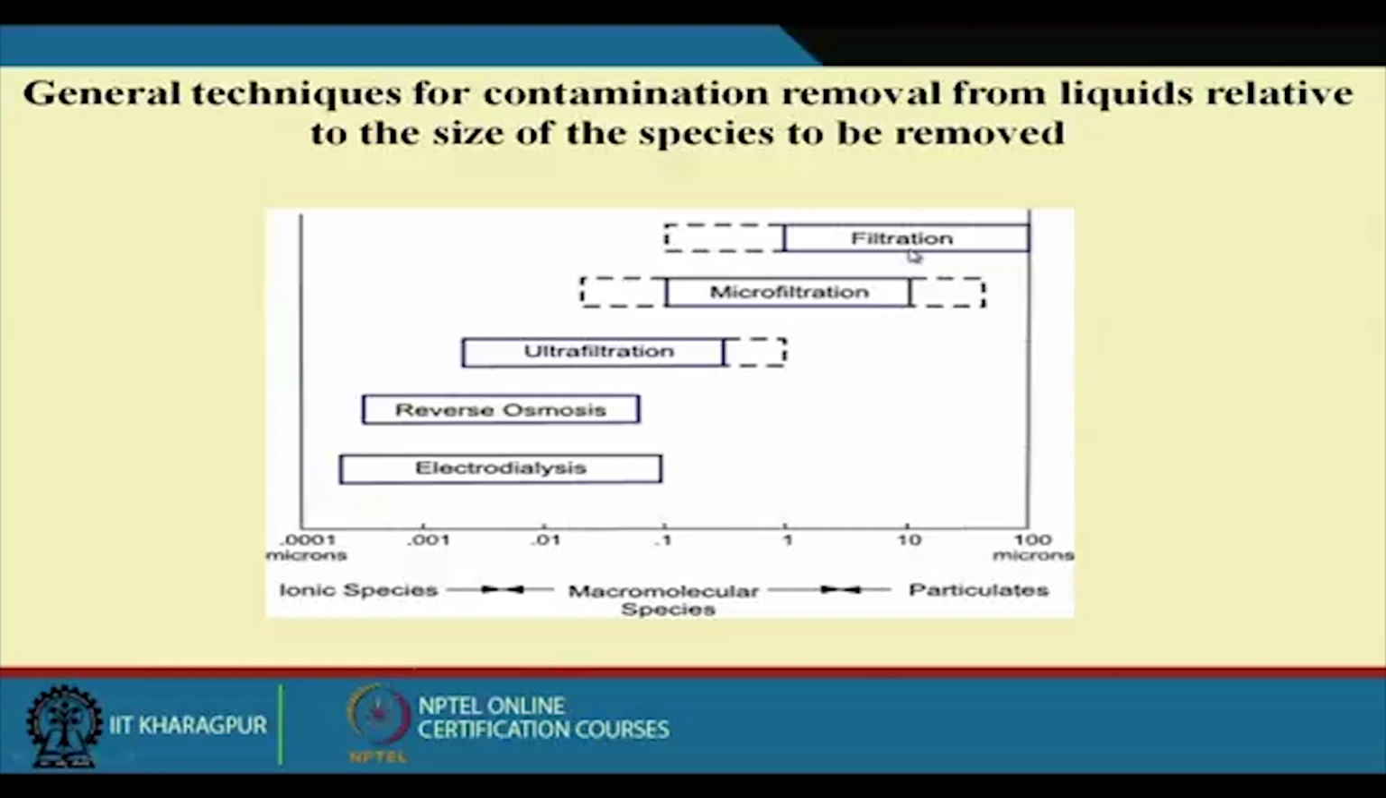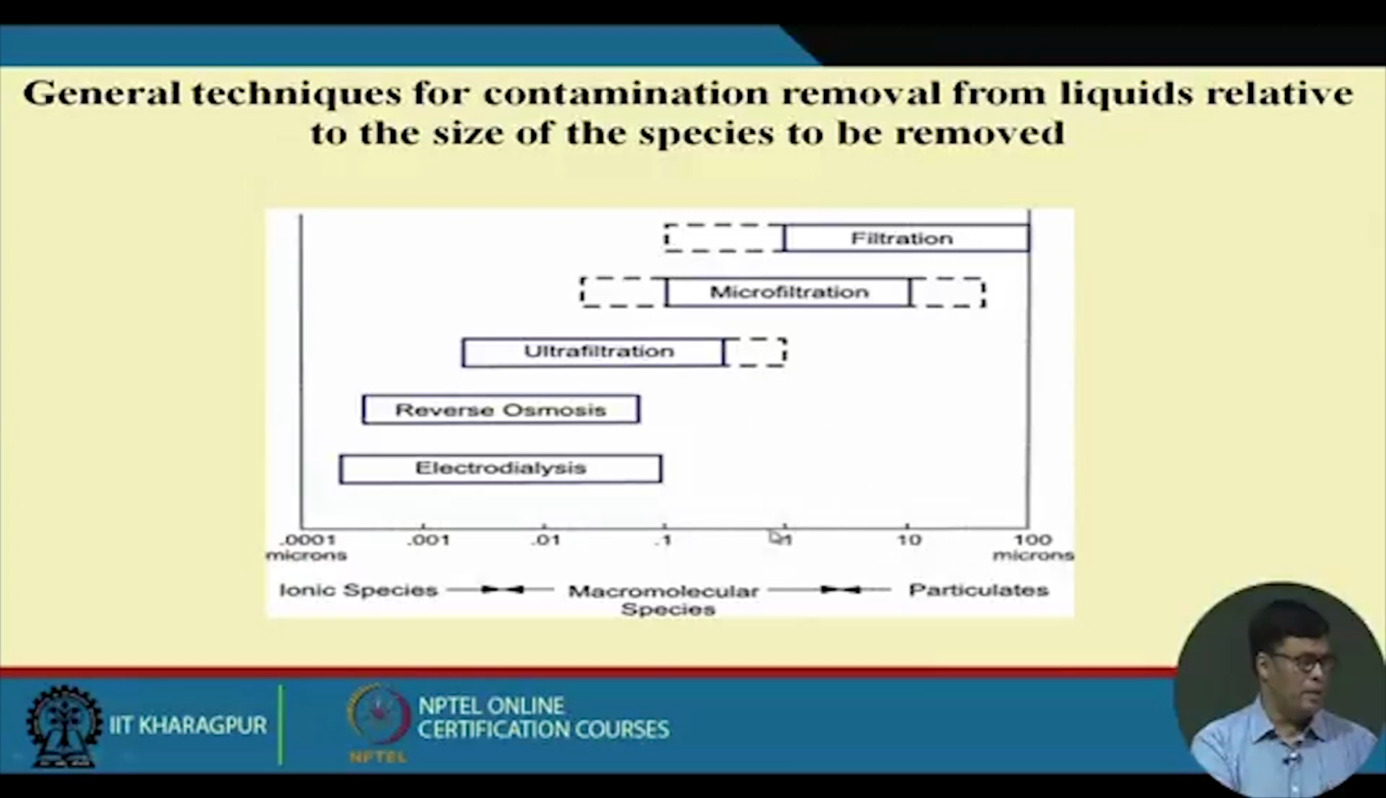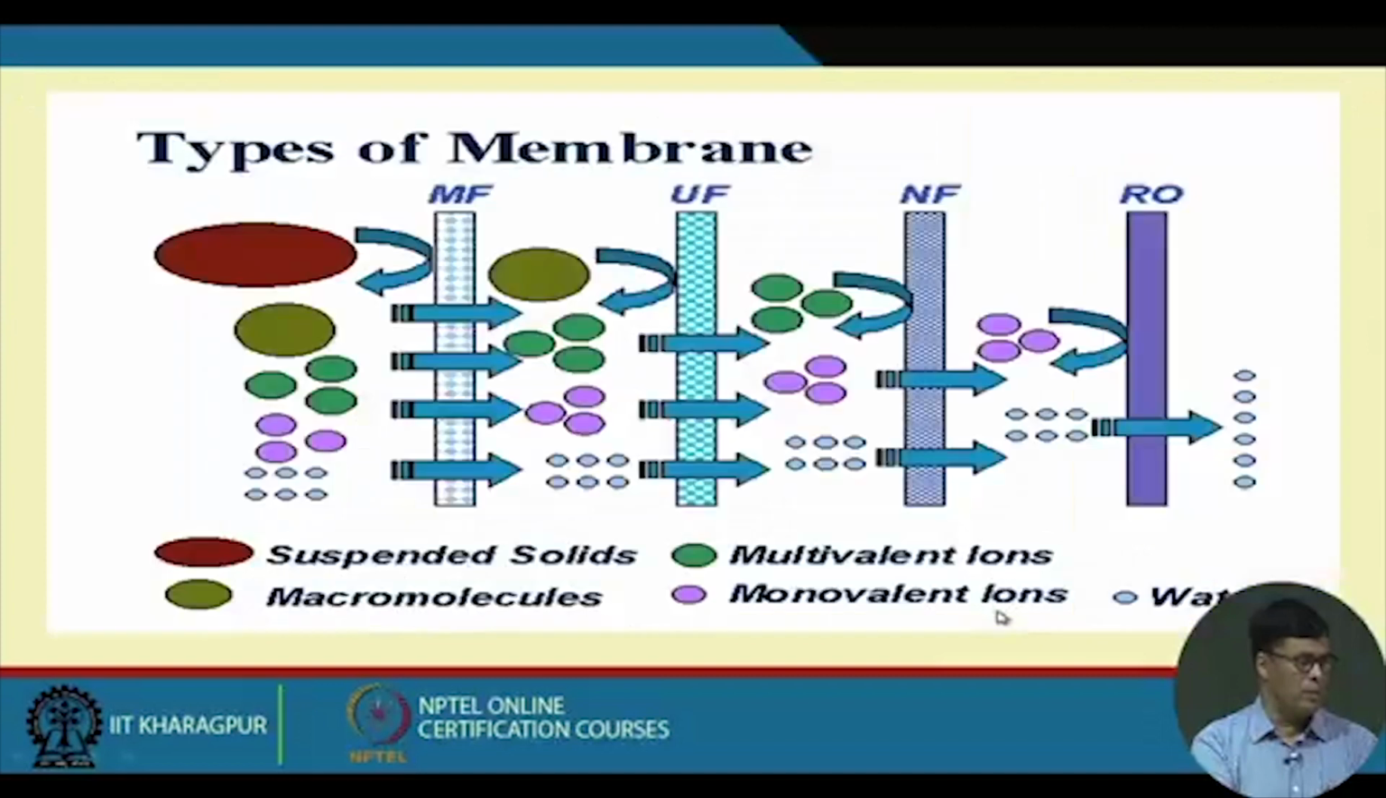Now, we have different types of filtration techniques depending on the size of the particle. As I mentioned, filtration usually handles sizes from 1 to 100 microns, then microfiltration takes care of smaller particles. Ultrafiltration handles much smaller particles, reverse osmosis a little bit smaller, and electrodialysis smaller still. So this covers ionic species, macromolecules, and particulates.